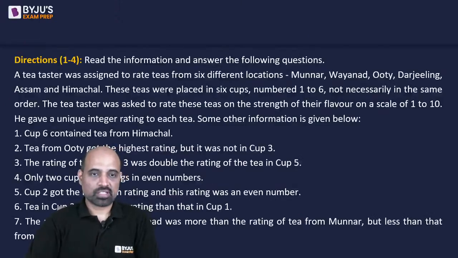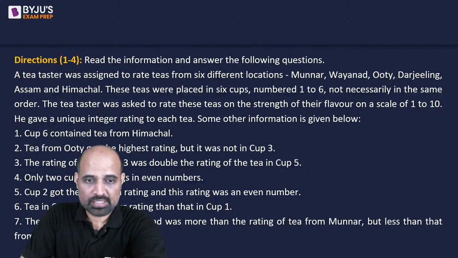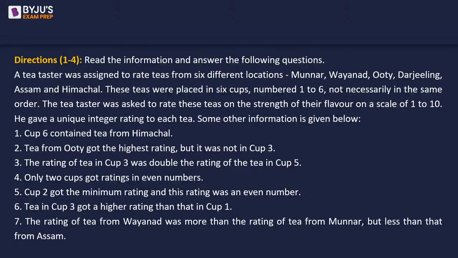So this is the first set, and I'm going to hide myself so that you guys can see the entire question. Okay. So the set says a tea master was assigned to rate teas from 6 different locations: Munnar, Uti, Darjeeling, Assam, and Himachal. These teas were placed in 6 cups numbered 1 to 6, not necessarily in the same order. The tea tester was asked to rate these teas on the strength of their flavor on a scale of 1 to 10. He gave a unique integer rating to each tea.